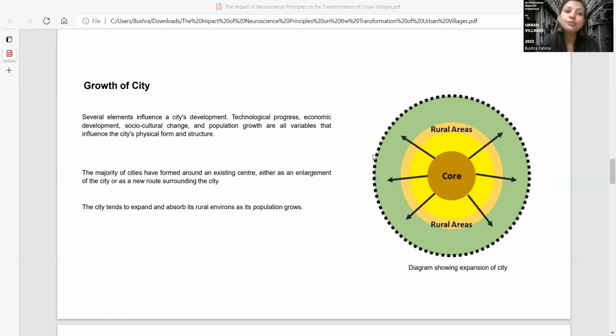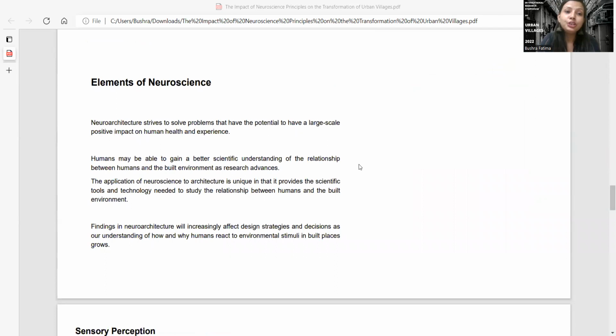So what is the element of neuroscience? So neuroarchitecture strives to solve problems that have the potential to have a large scale positive impact on human health and experience. Humans may be able to gain a better scientific understanding of the relationship between humans and the built environment as research advances.